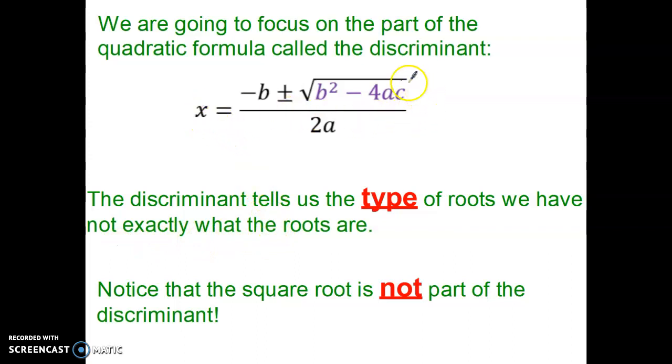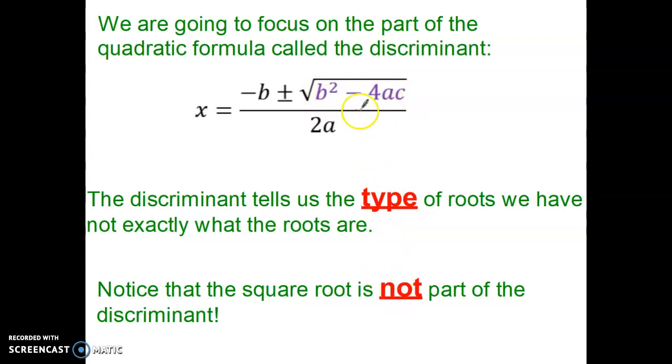Like if I want to solve for x, I have to do this whole thing. And you can see that today we're only focusing on a portion of that. So it's not sufficient to tell us exactly what the roots are going to be. It's just going to tell me what kind of roots I have. And that sometimes is a valuable piece of information to know.